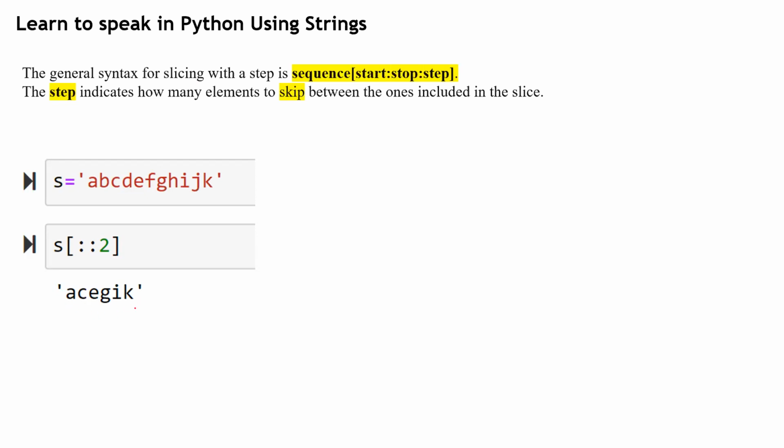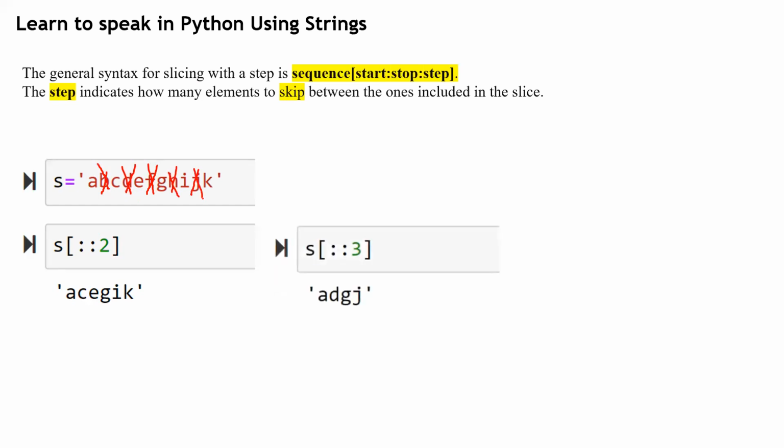As you can see, the output value is A. It doesn't have any B. It jumps to C. It doesn't have any D. It skips D. Then you have E. It skips F, then G, then it skips H, I, skips J, and then K.